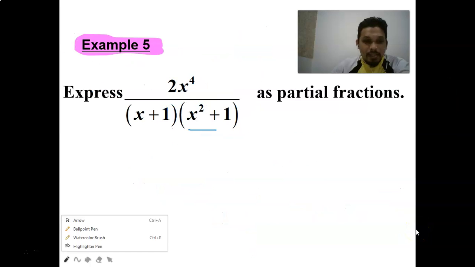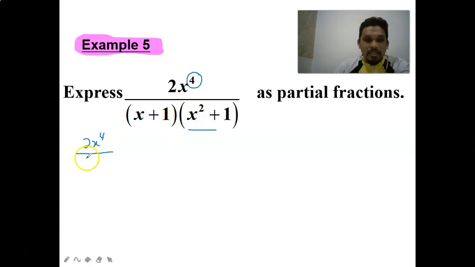Okay, guys. Okay, look at this one here now. x to the power of 4 and x plus 1 multiplied with x squared plus 1. That's right. 2x to the power of 4 divided by x times x equal to x cubed. x times x, x times 1 equal to 1. So x cubed plus x squared plus x plus 1. Okay. The degree of x from numerator is greater than the degree of x from denominator. This is an improper fraction.